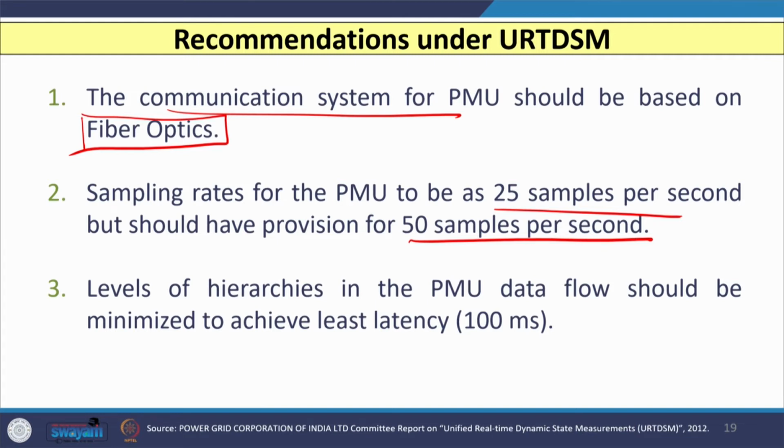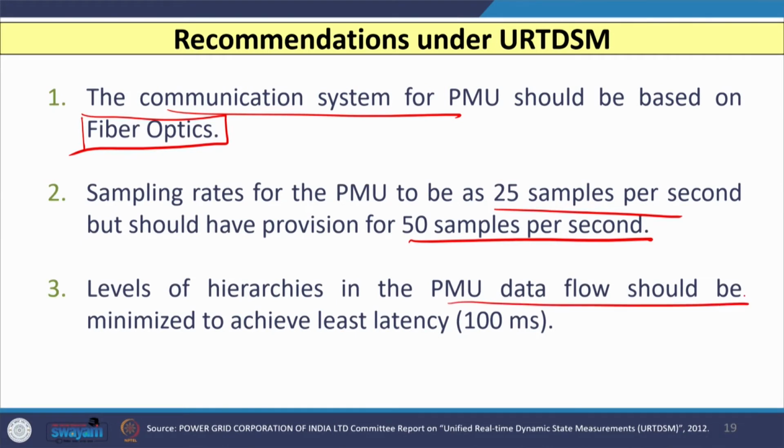The third is related to the hierarchies of PMU, which we have already discussed. We have seen that normally the upward flow of direction from data storage device to PMU to PDC to super PDC is followed. However, in a rare case when some PDC wants data in some specific format, then the downward or reverse direction flow is also possible. This third recommendation of URTDSM mentions that PMU data flow should be minimized to achieve a latency of the order of 100 millisecond.